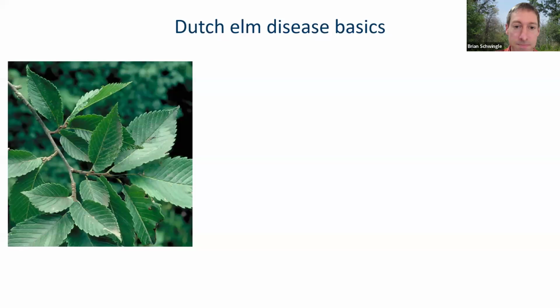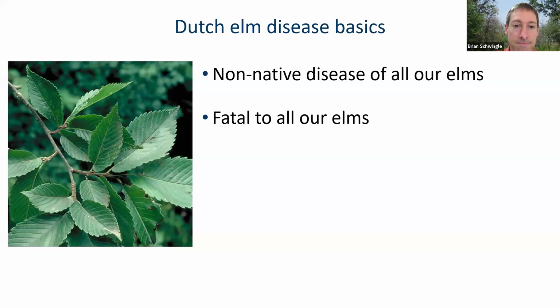Dutch elm disease. Well, as you might guess, Dutch elm disease is a non-native fungal pathogen, sound familiar, of elms. I believe we have 3 elms in Minnesota. The most common one is called American elm. American elms used to line boulevards of US cities, and they formed this lovely arching canopy over a lot of our cities. And when Dutch elm disease came into any area, it pretty much wiped all of those out.